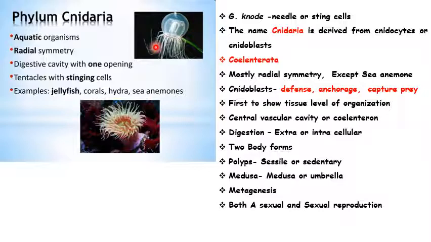During their developmental stage, they exhibit both asexual as well as sexual reproduction. I will show you how asexual reproduction takes place in the polyps, as well as how sexual reproduction takes place in the medusa, or this umbrella kind of animal group. So let's talk about that.